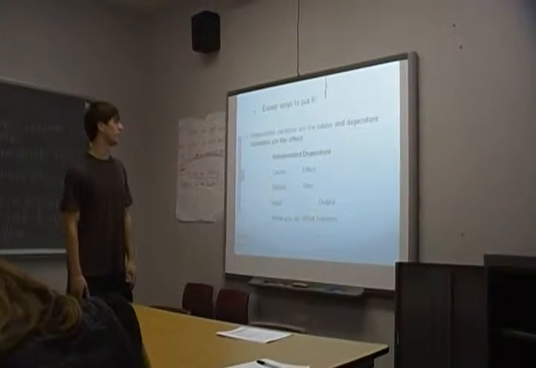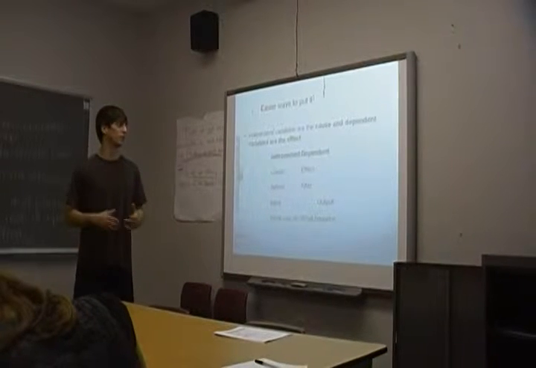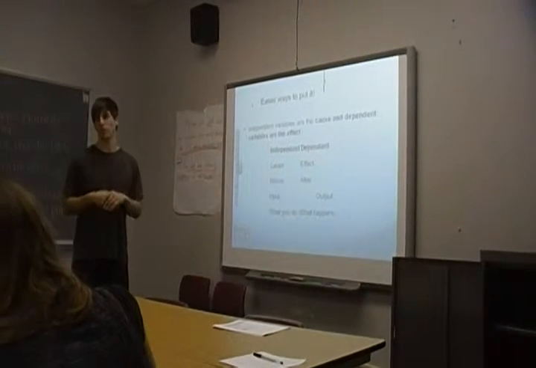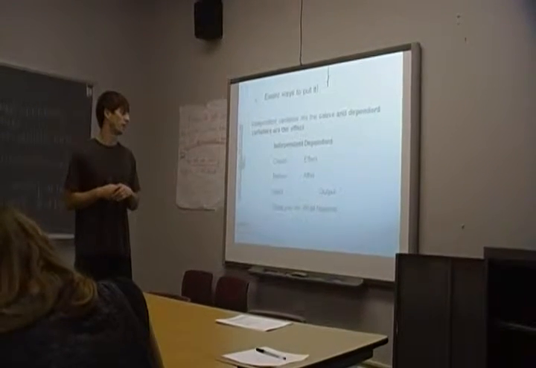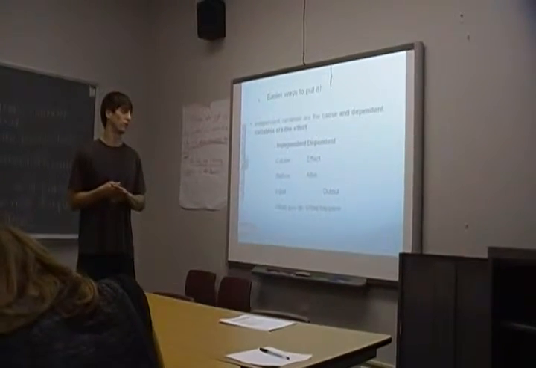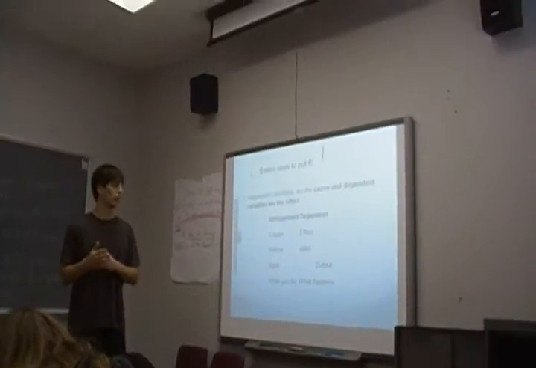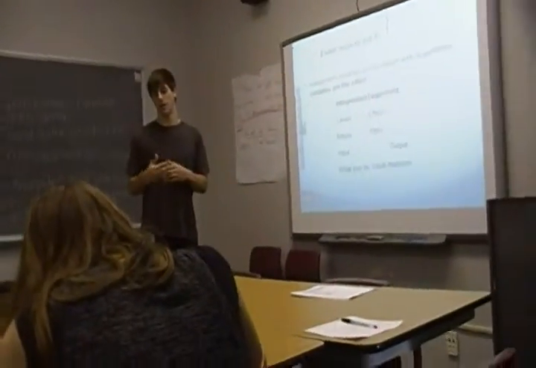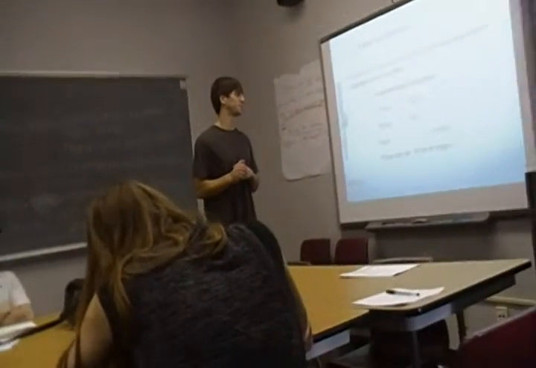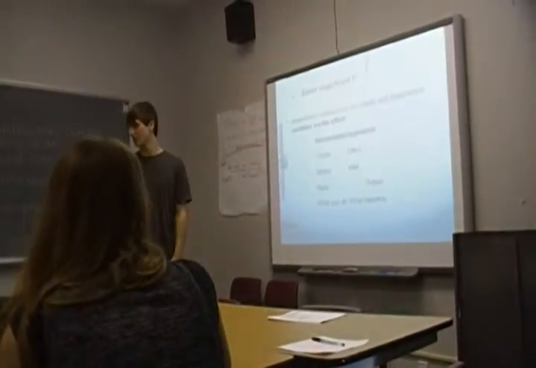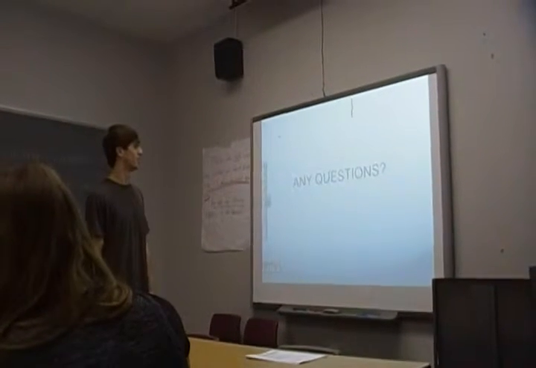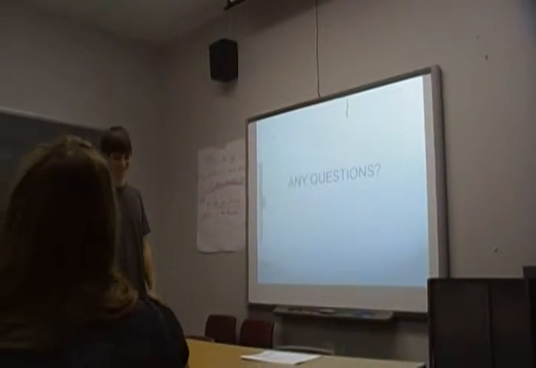And a couple of easy ways to put it: independent variables are the cause, and dependent variables are the effect, as in a cause and effect relationship, or before and after, or input and then output. What you do is the independent variable, and basically what happens can be the dependent variable. Any questions? Pretty simple stuff. Any questions?